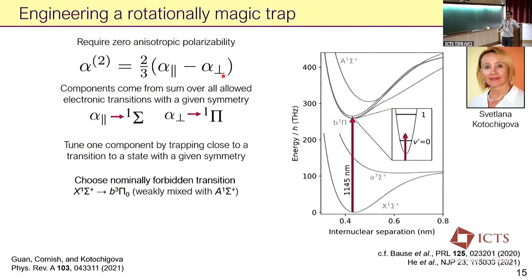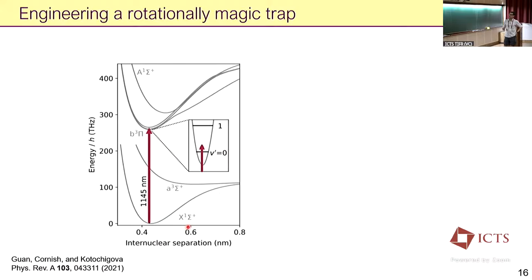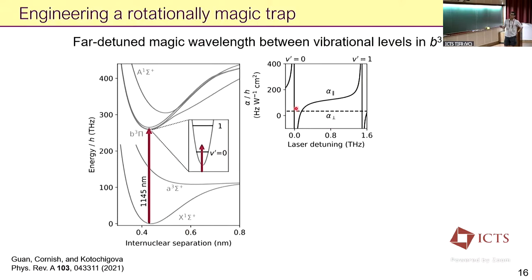And the transition we use is this X to B transition, which is normally forbidden, but has some weak mixing with this A state. And that allows us to control alpha parallel without affecting alpha perp. And so effectively, we can tune alpha parallel to a value where this alpha 2 goes to 0. This problem goes away, and we should have long coherence time. That's shown here in theory.